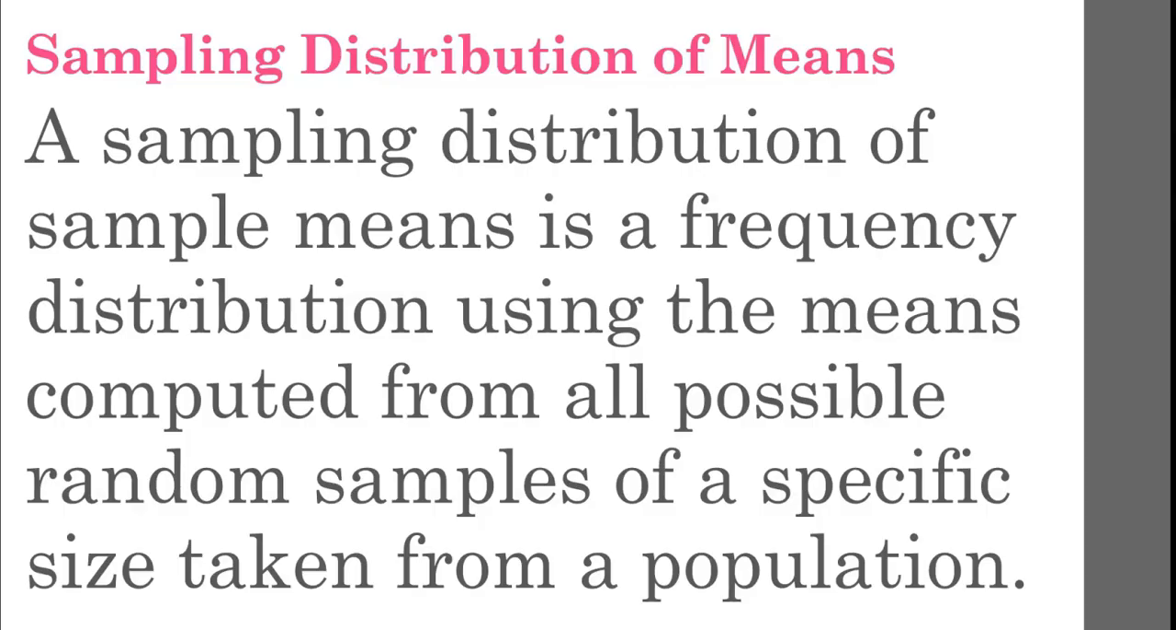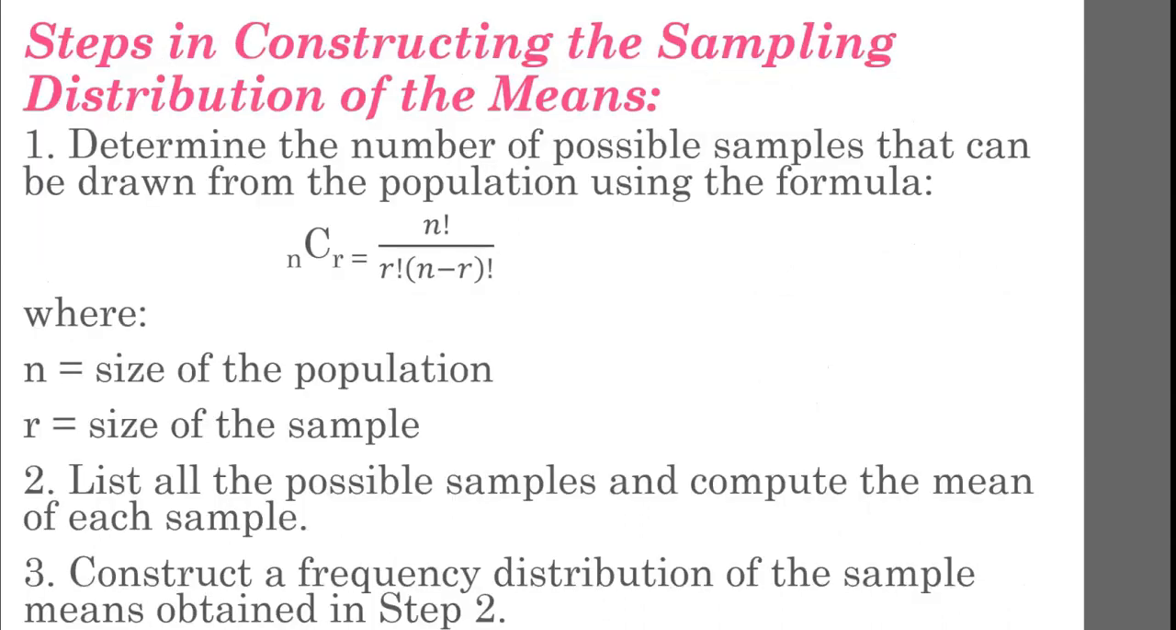Let's go to sampling distribution of means. A sampling distribution of sample means is a frequency distribution using the means computed from all possible random samples of a specific size taken from a population. These are the steps in constructing the sampling distribution of the means.